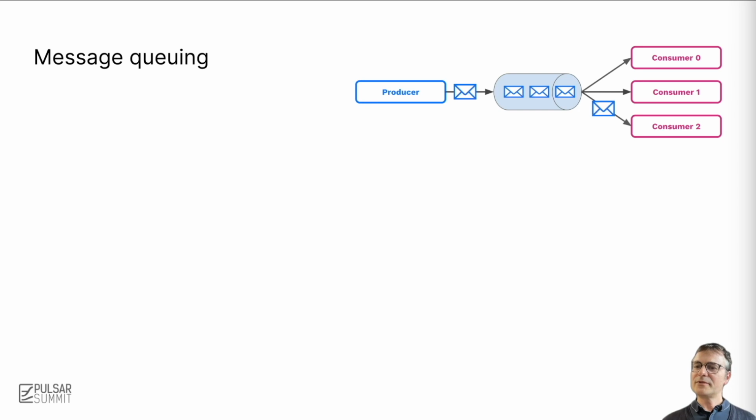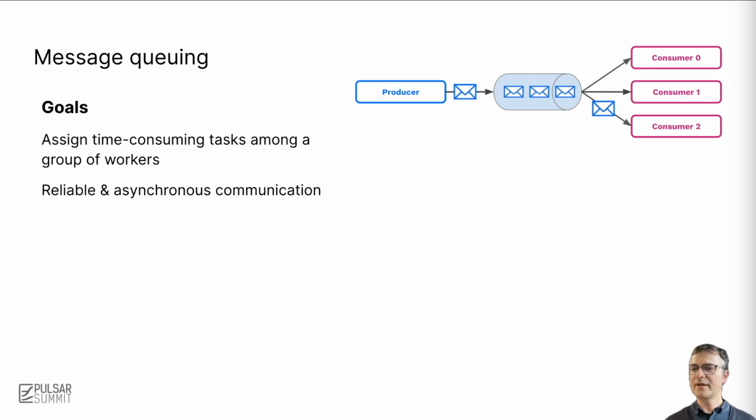Sometimes we need to assign time-consuming tasks to a group of workers. So you have one producer service that needs tasks to be performed by a consumer service. And this consumer service is a worker, right? So we have several workers. This task can take some time to process, or the consumer service can be unavailable for a couple of minutes. We don't want these events to impact the producer service.